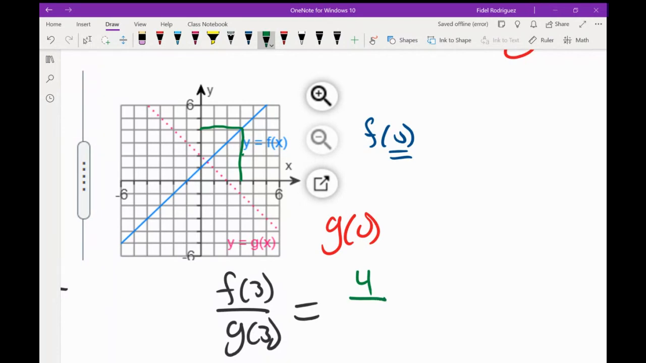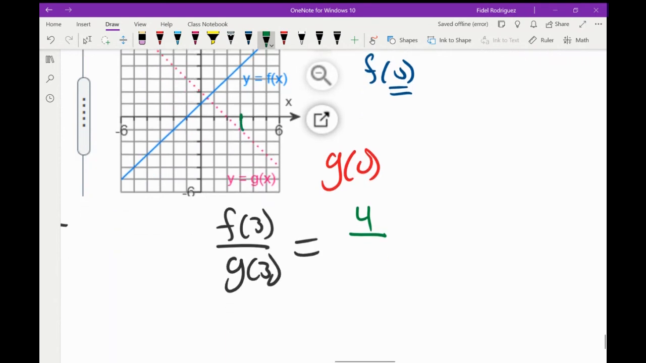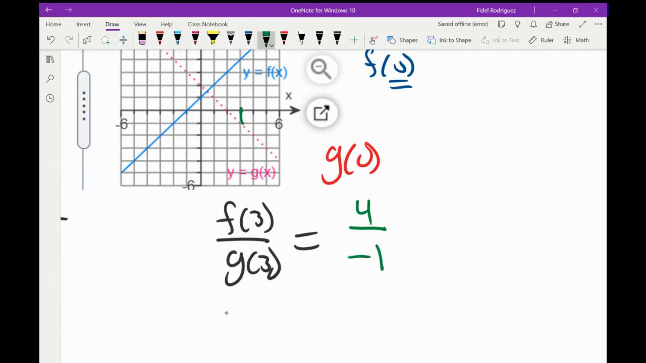Okay. Let's do the same thing for the G part. So here's 3. We're going to actually move down how many spaces? 1. So what's 4 divided by -1? And you got it.